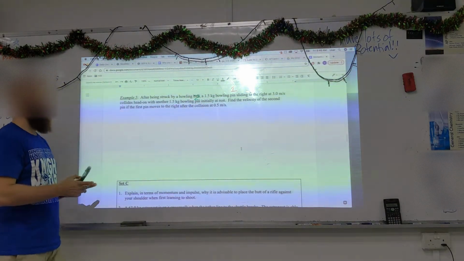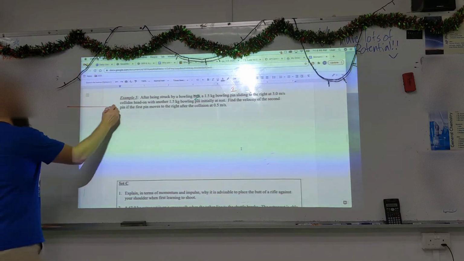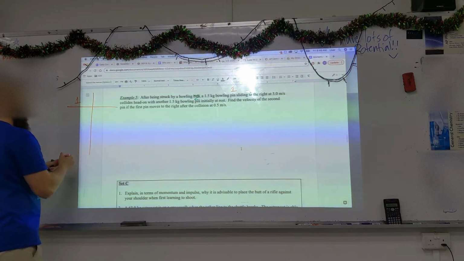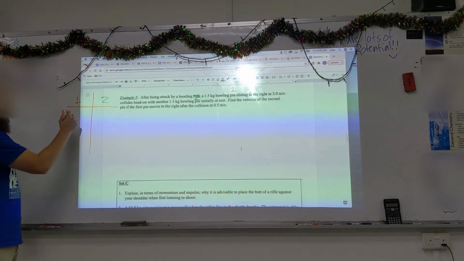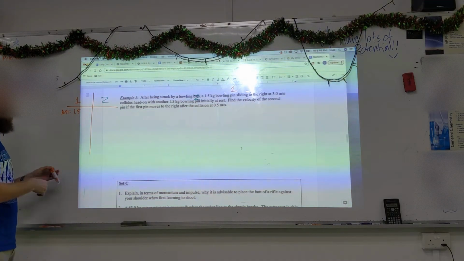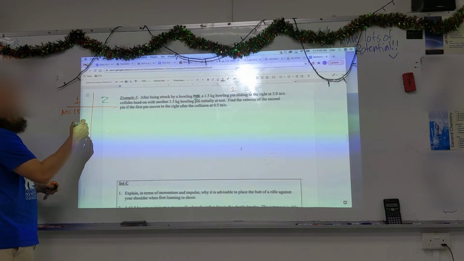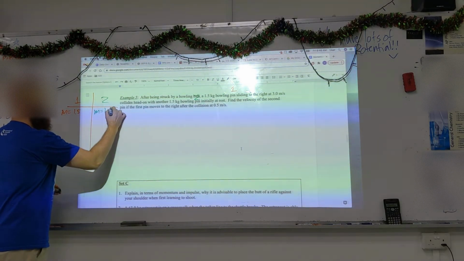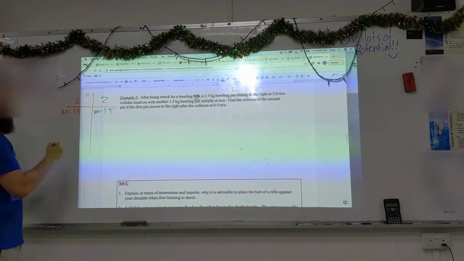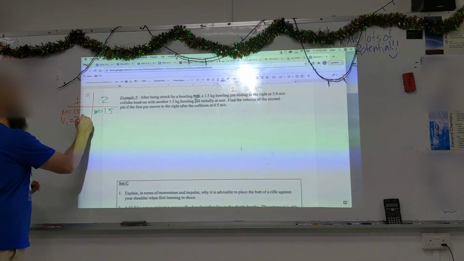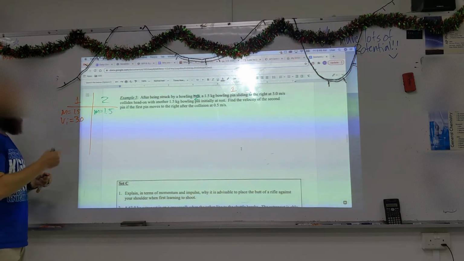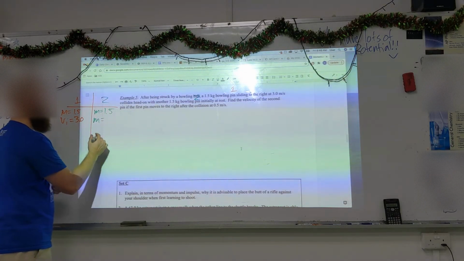So let's go ahead and make our T-chart so we can separate out our different pins, our different objects. So pin 1 has a mass of 1.5. Pin 2 also has a mass of what? 1.5. Okay, so I got that. What is the initial velocity of the first pin? Yeah, the initial velocity is going to be 3.0. What's the initial velocity of pin 2? Oops.